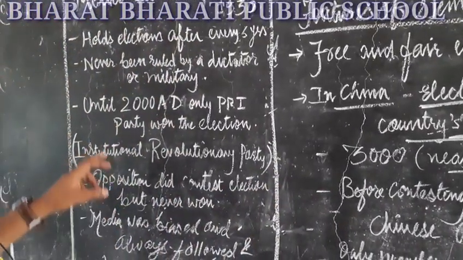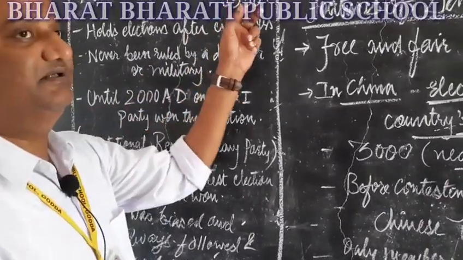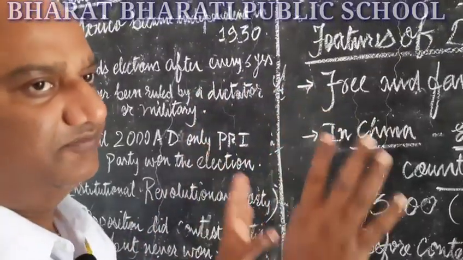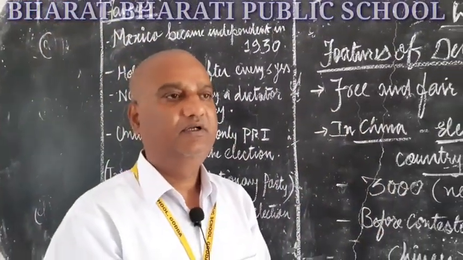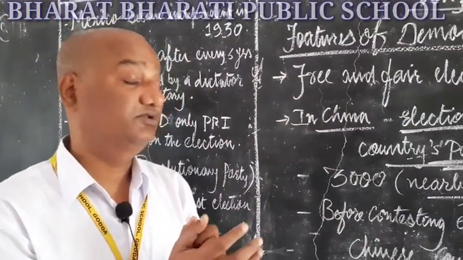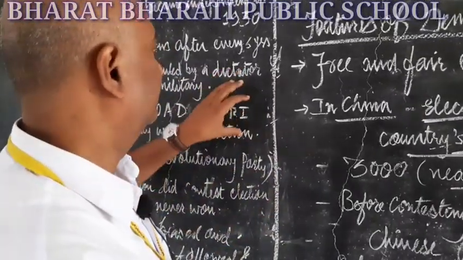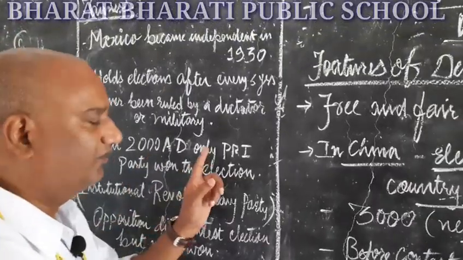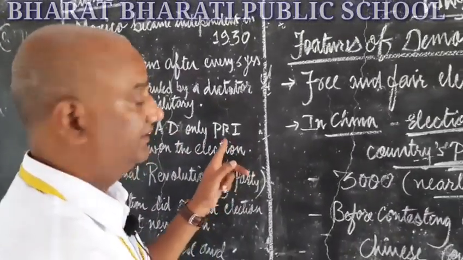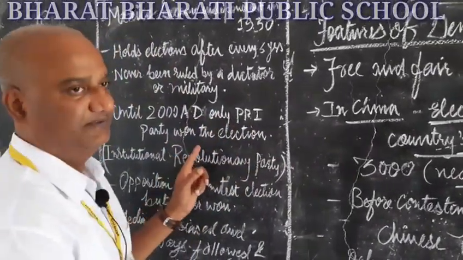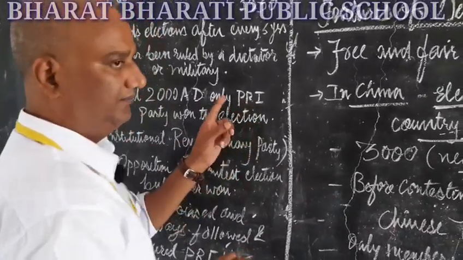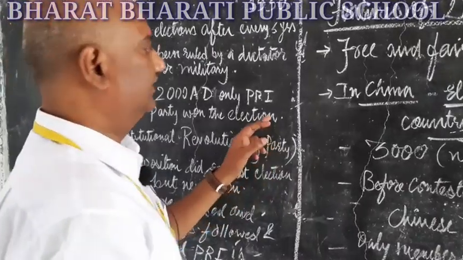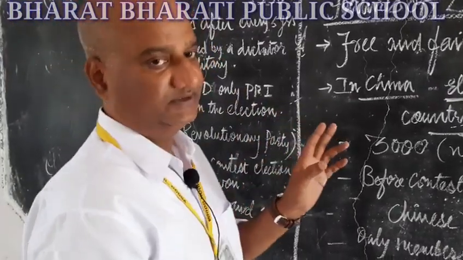But for 70 long years, until 2000, after every 6 years, of course, elections were conducted in Mexico. But until 2000 AD, the only party that won the elections in Mexico was the PRI party. PRI stands for Institutional Revolutionary Party. So this one party won every election.